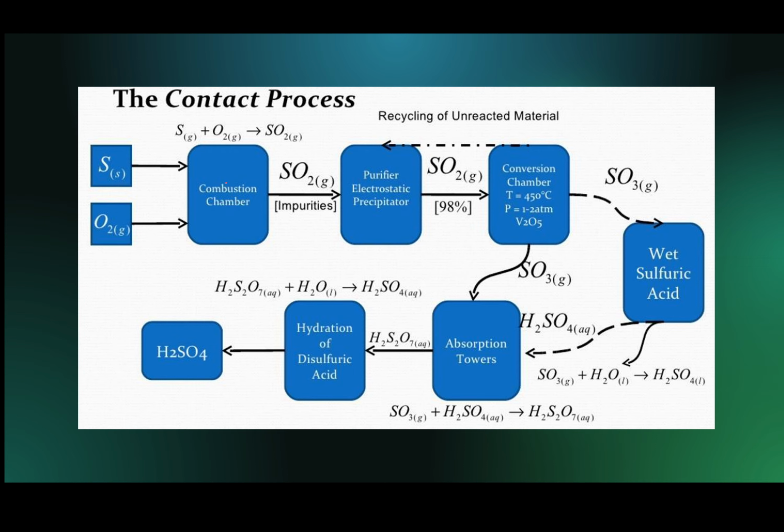So the first thing we do, combustion chamber. Remember the first thing that we did? We burnt sulfur in the presence of oxygen. Then we convert the sulfur dioxide to sulfur trioxide using this process here, the conversion chamber. Remember the temperature is 450, the pressure is 1 to 2 atmospheres, and the catalyst is vanadium(V) oxide.